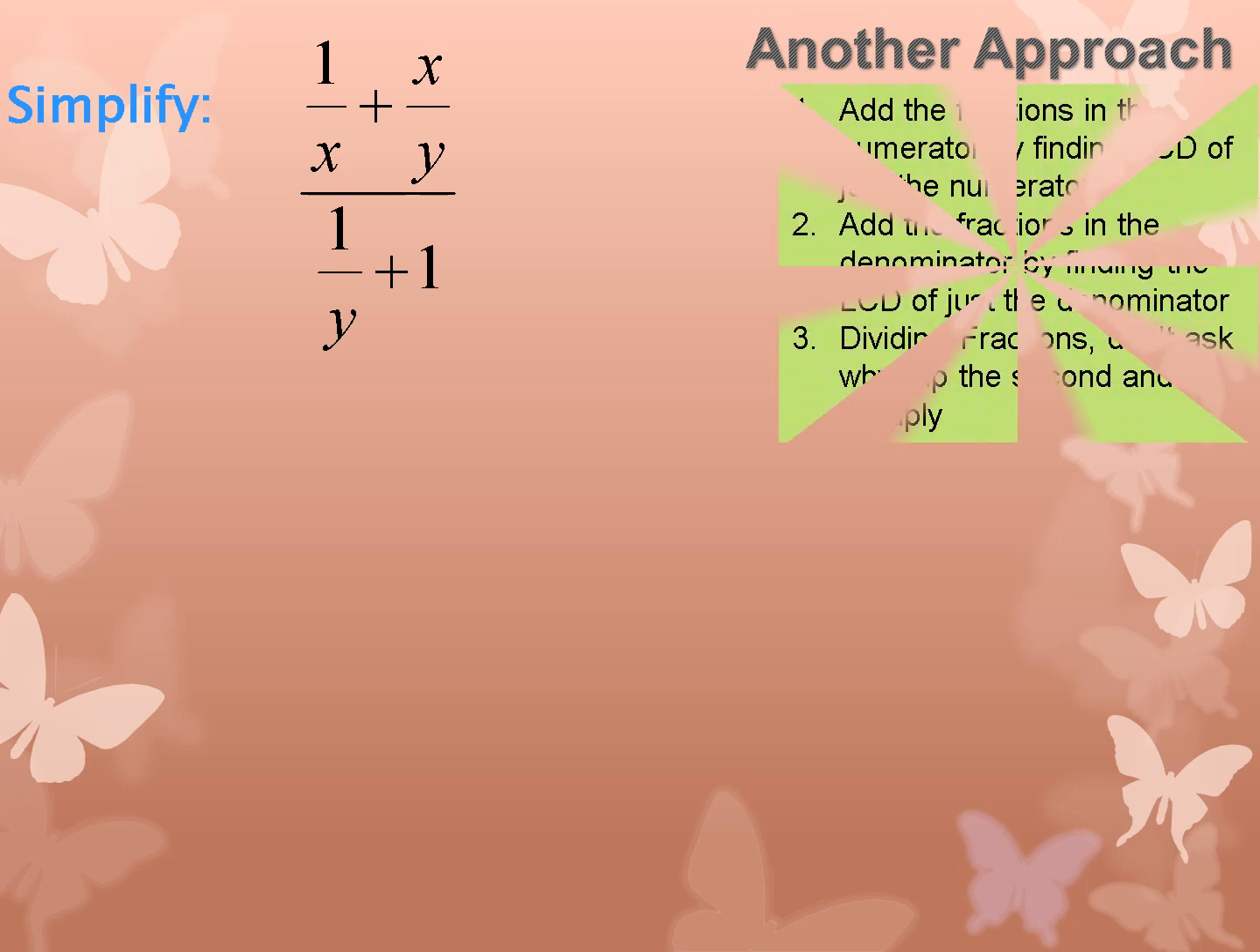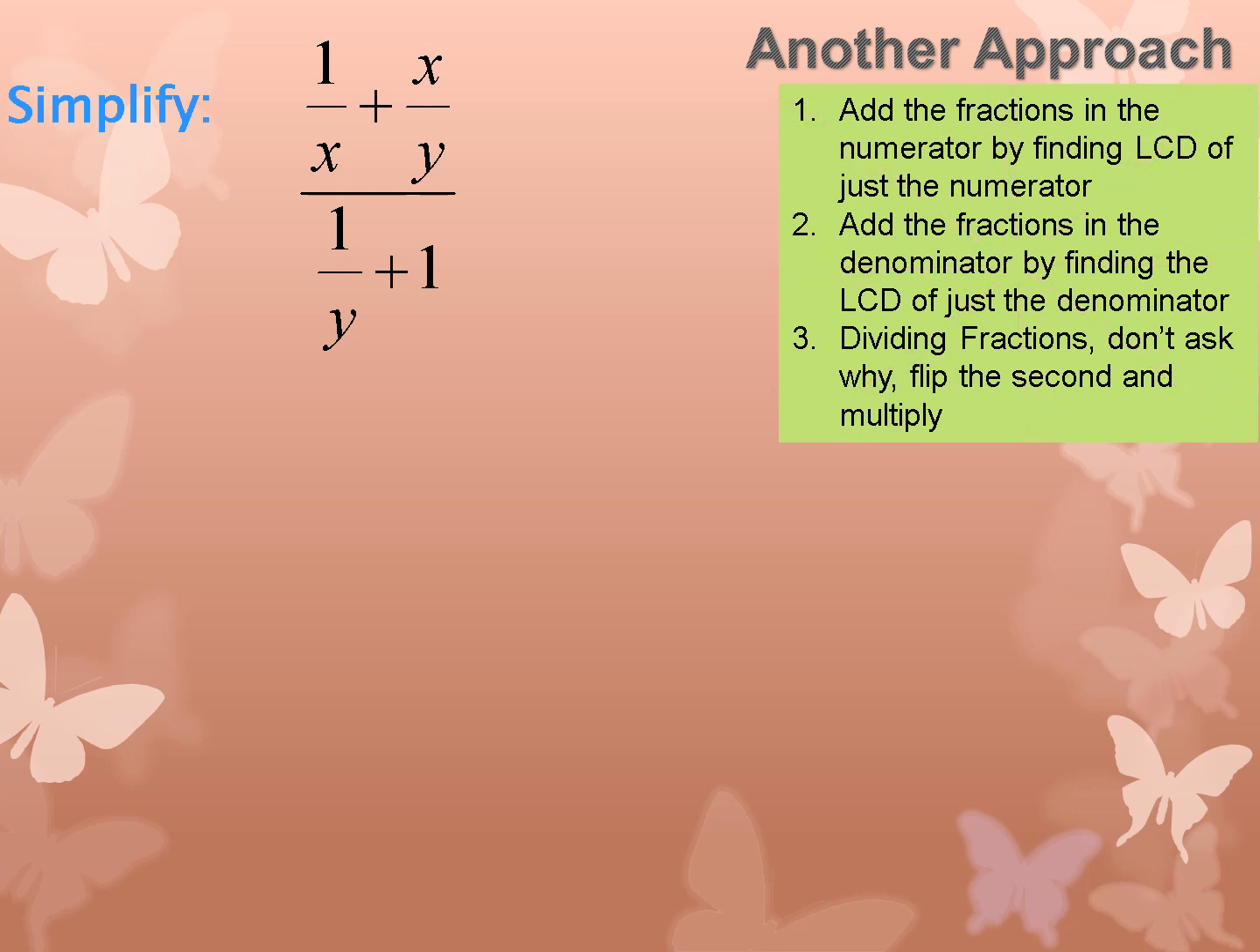So the steps here in the green box basically say what we're going to do: clean up the numerator with an LCD, clean up the denominator with an LCD, and then flip and multiply. Looking at just the numerator, I can see that the LCD is going to be xy. The first fraction is missing the y, so I'm going to multiply top and bottom of 1 over x by y over y. For x over y, I'm missing the x in the denominator, so I'm going to multiply x over y by x over x.